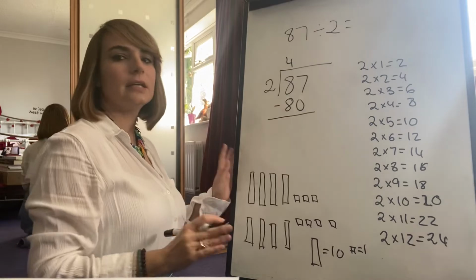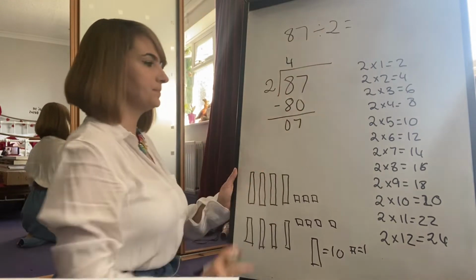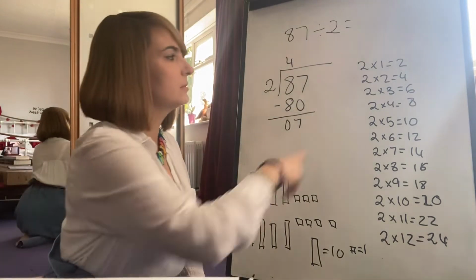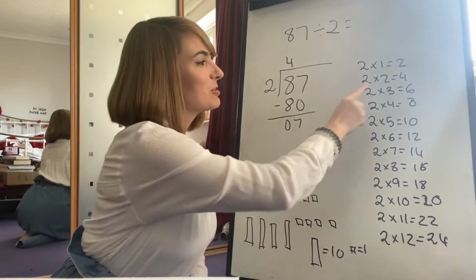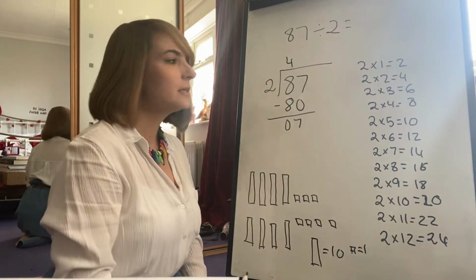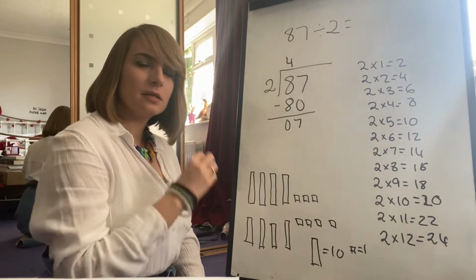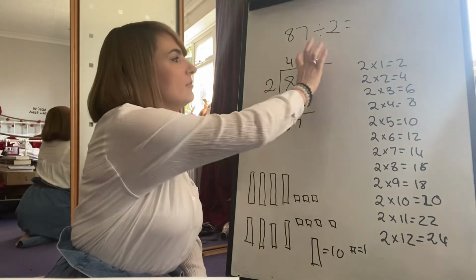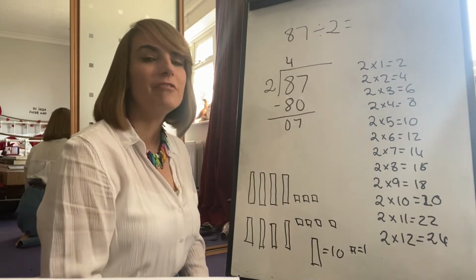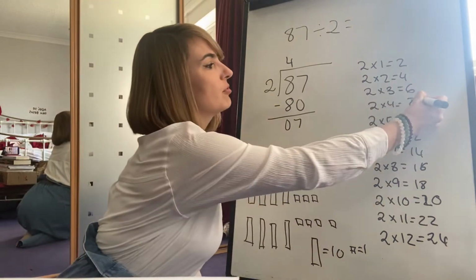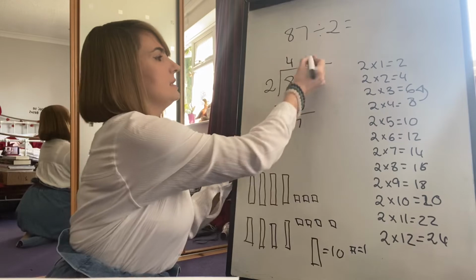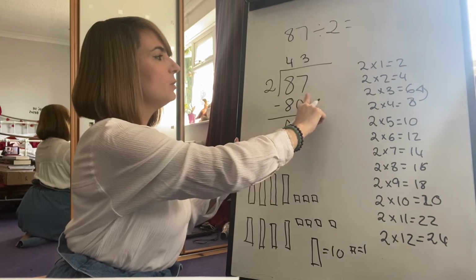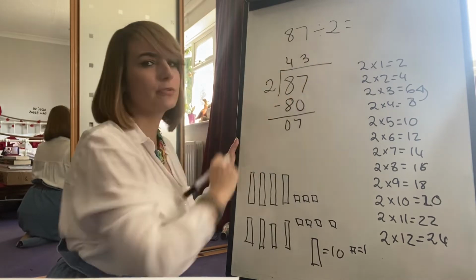I've split the 80, and now I bring down the 7. This is going to be slightly harder because, as I'm looking at the 2 times table, 2 times 1 is 2, 2 times 2 is 4, 2 times 3 is 6, 2 times 4 is 8. I'm not going to be able to write 4 up here because 4 times 2 is 8, and I don't have 8, I have less than 8. So I will have to look for the previous one. 2 times 3 is 6. So that means that the 7 would go into 2 groups of 3.